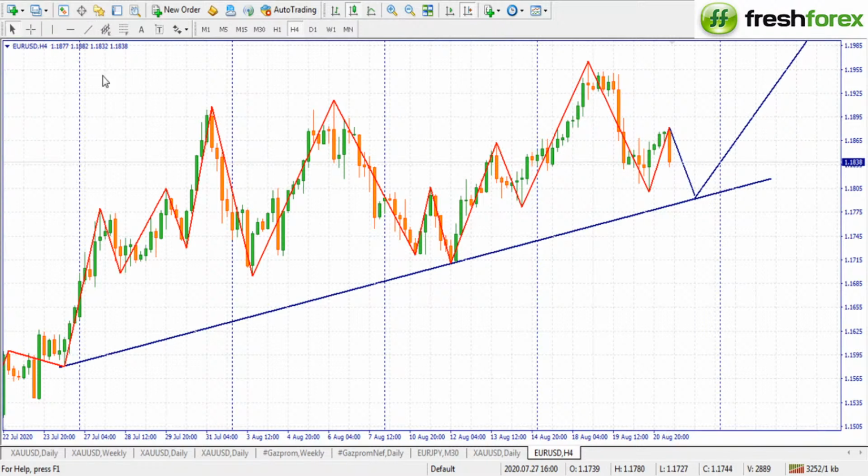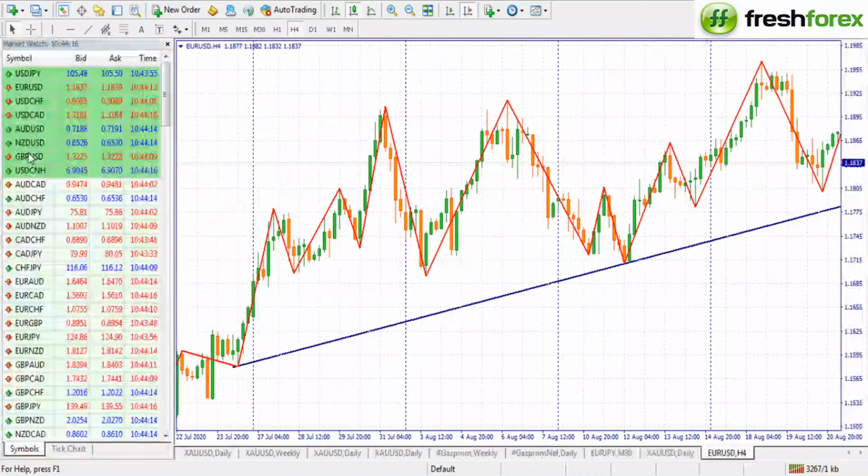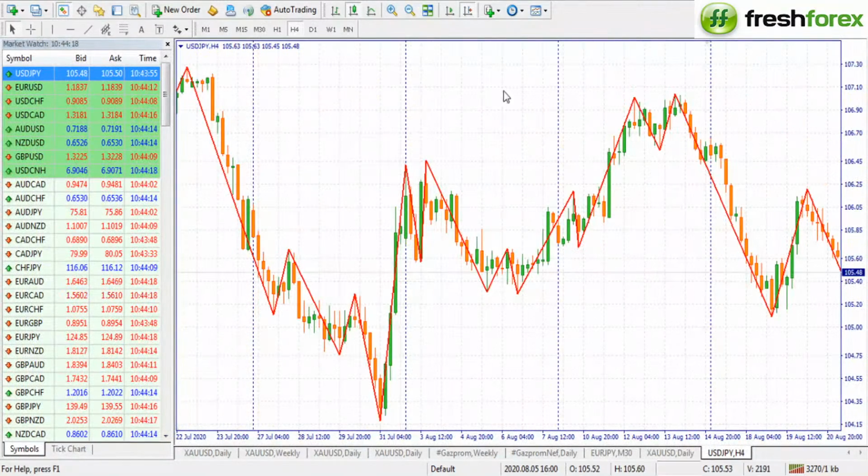So technically, we want a buy when the price gets to this level. When the price comes back to that trend line, then that will be the best place where we want to look for a buy from. So the next chart we'd like to look at is FreshForex.